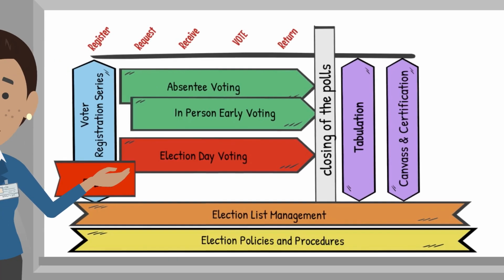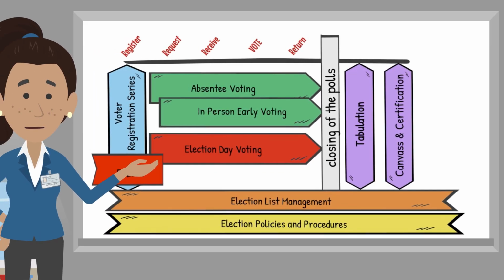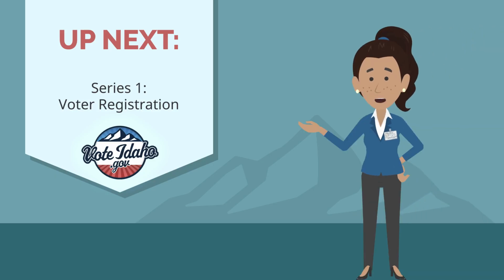So, there you have it, a comprehensive roadmap to the election journey, and your blueprint to understanding how elections are run in the state of Idaho. With that, it looks like you're ready to start with Series 1, voter registration.